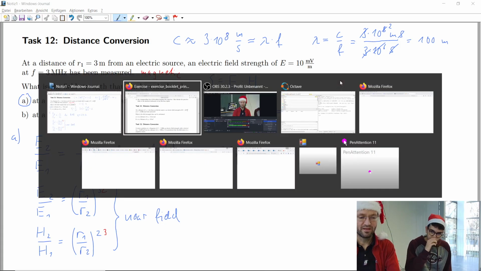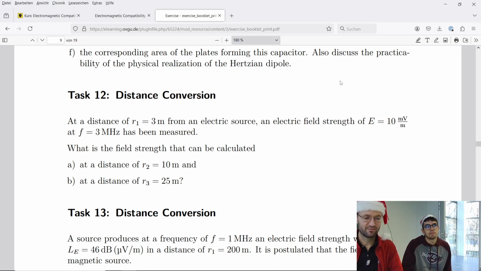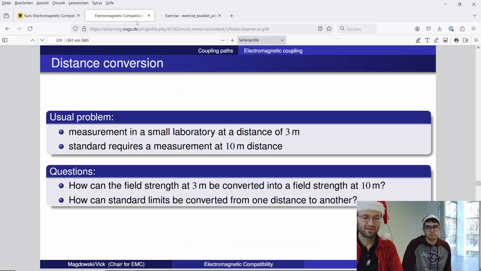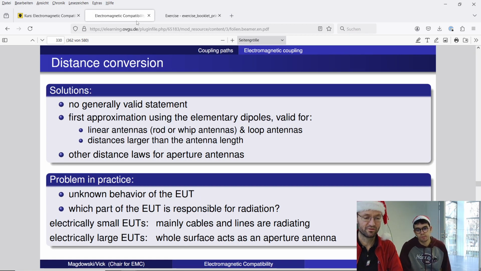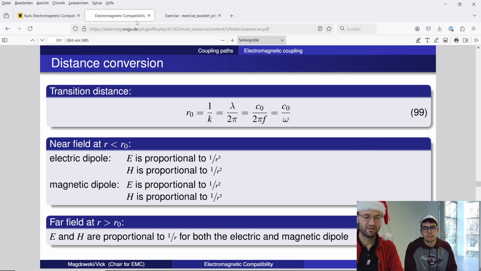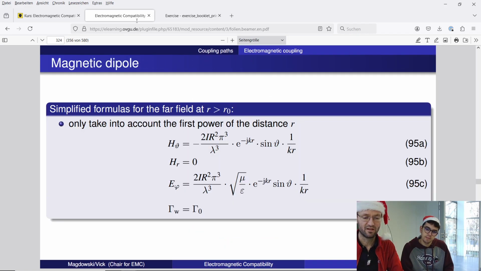So if we go back to the lecture slides, the answer is, of course, given there. That's the idea of the distance conversion, and this is the transition distance. It's just 1 over k, or 1 over the wave number, because the wave number is what is inside these exponential functions. If you remember, these were formulas that we have written down for these dipoles. This is for the magnetic dipole, but for the electric dipole it looks similar. And so there we have e to the j k r, and we have 1 over kr and 1 over kr squared.